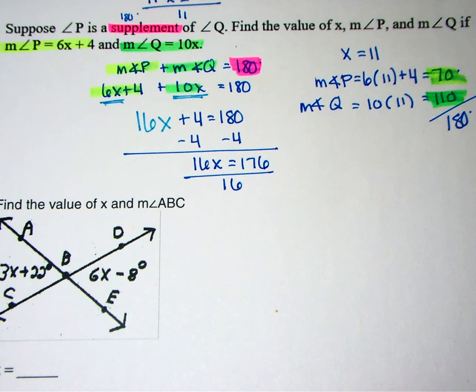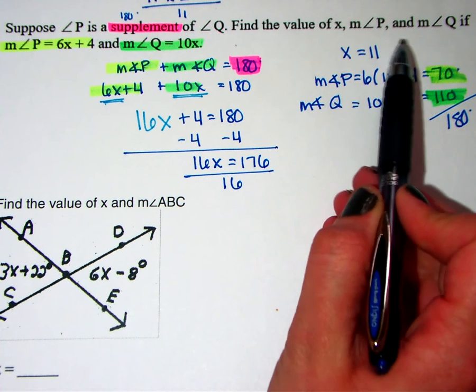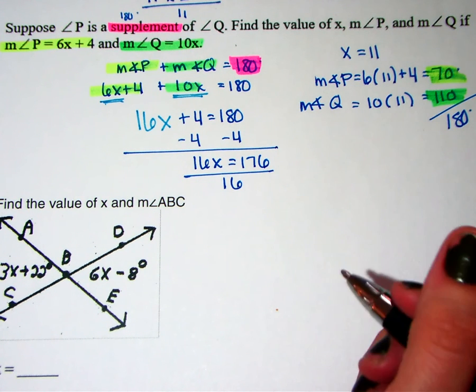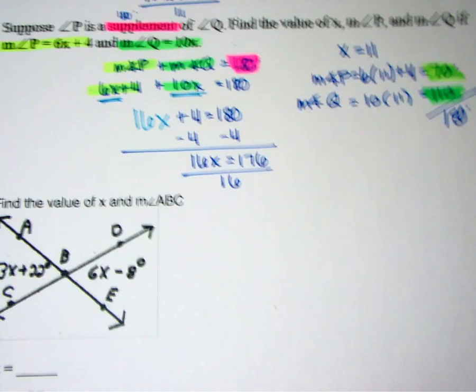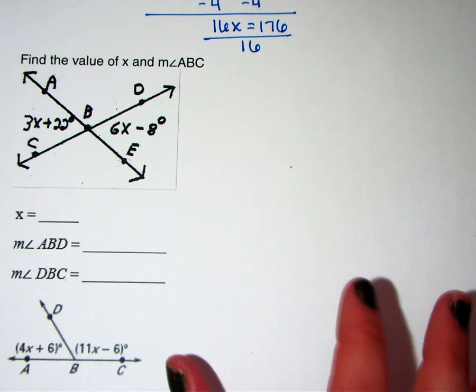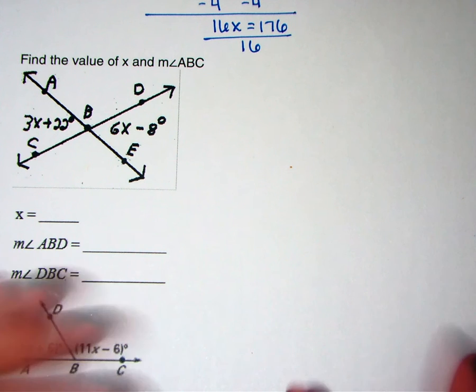Remember, you need to be finishing the problem, so we're solving for x, the measure of P, and the measure of Q. Let's try the next one. Now in this one, there is no vocabulary word, it's all visual.